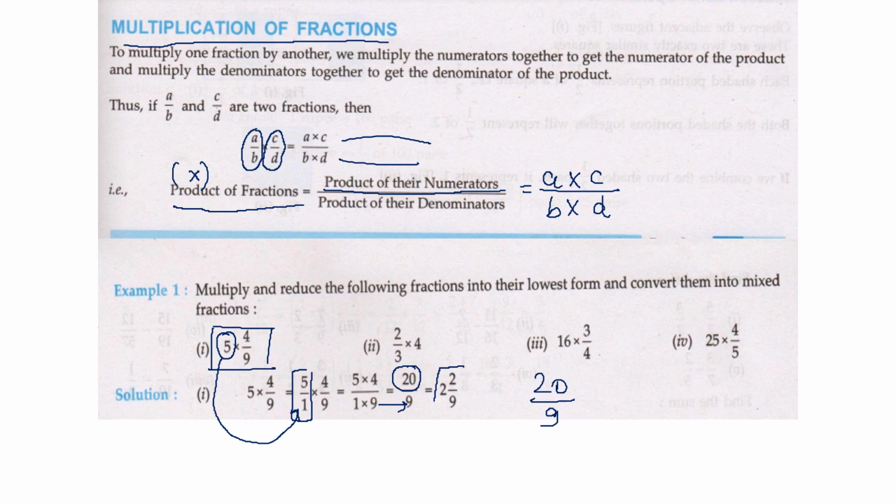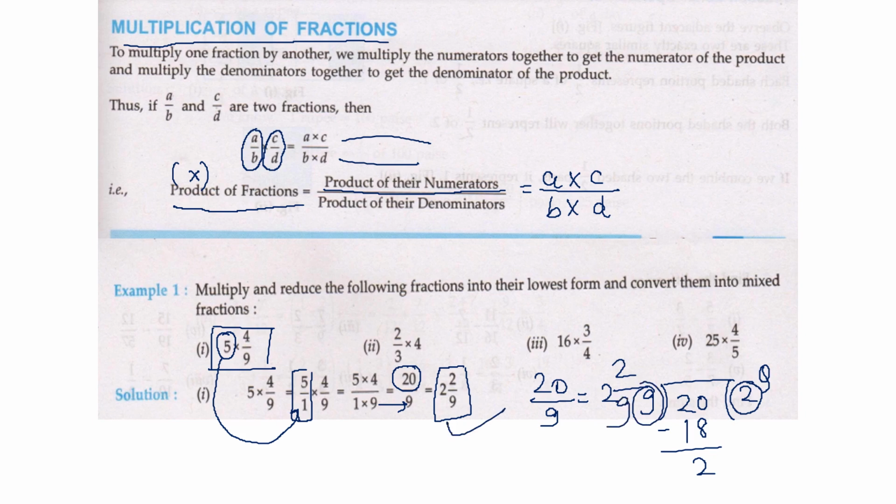That needs to be changed to mixed fraction. How we used to change to mixed fraction? Divide the given fraction. 9 twos are 18. What is left is a 2. So it will be a quotient. This is your quotient. 2 whole, remainder by denominator, that is 9. That's how you are getting 2 whole 2 by 9.